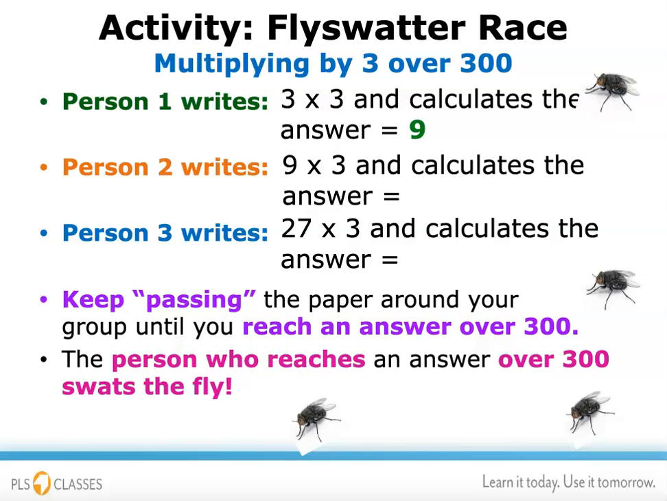Ready, set, begin. Swat the fly when you reach a number over 300. As teams finish, they will be listed in order according to their team letter. Let's check your final answer in the order your team finished. The correct answer should be 729.